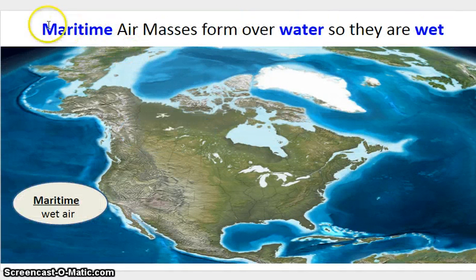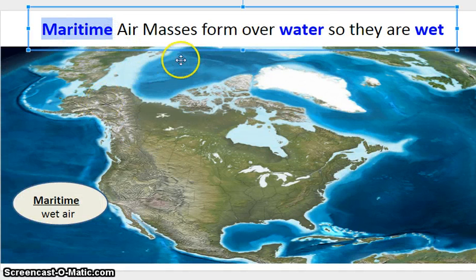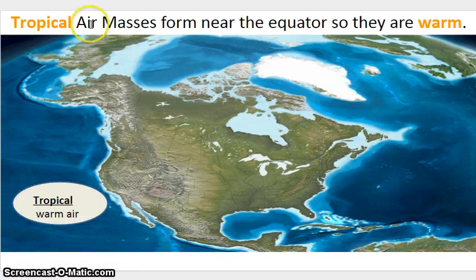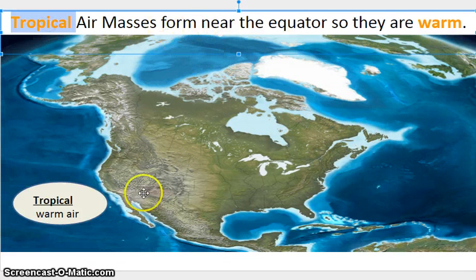The opposite of continental is maritime. Maritime air masses form over water, so they are wet. Alright, so maritime, if you're a Spanish speaker, you may know that mar means sea. So maritime air masses form over water, so they are wet. Then, polar air masses form near the North Pole, meaning they are cold. Tropical air masses form near the equator, so they are warm.